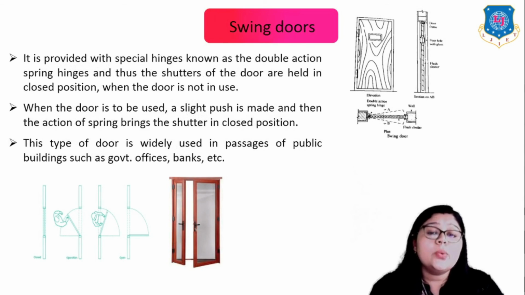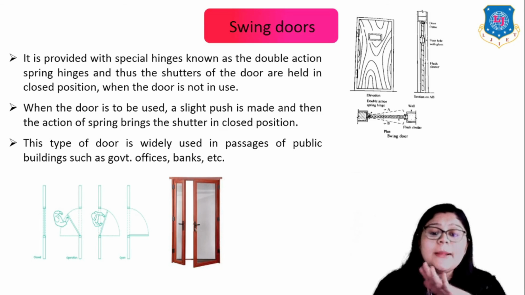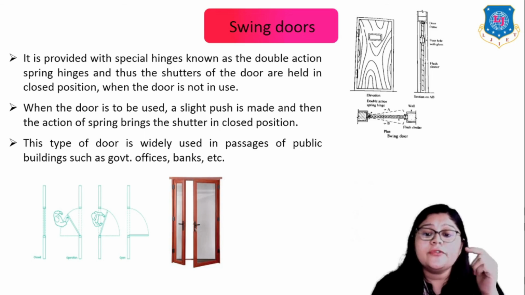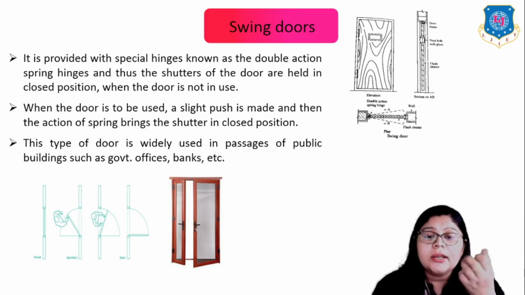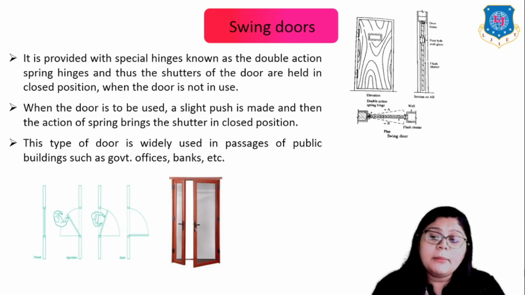And the next is the swing door. Generally it is provided with special hinges known as double action spring hinges, and thus the shutter of the door is held in closed position when the door is not in use, right? When the door is to be used, a slight push is made and then the action of the spring brings the shutter back to closed position. This type of door is widely used for passages of public buildings such as government offices and banks. Here you can see a clear image of a swing door, right?